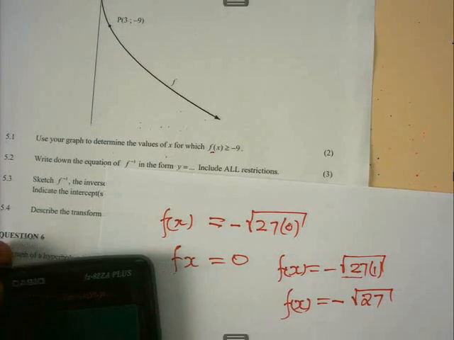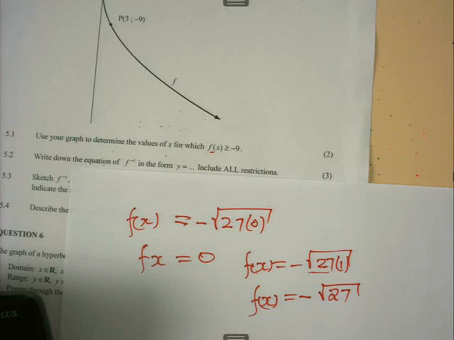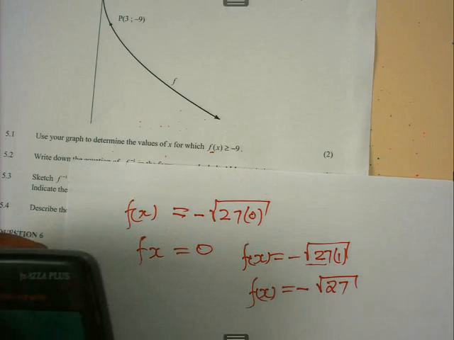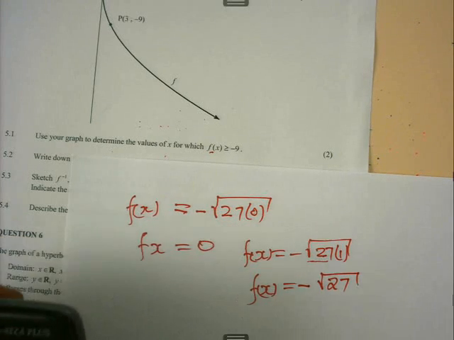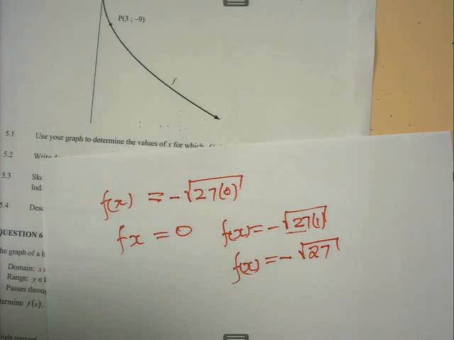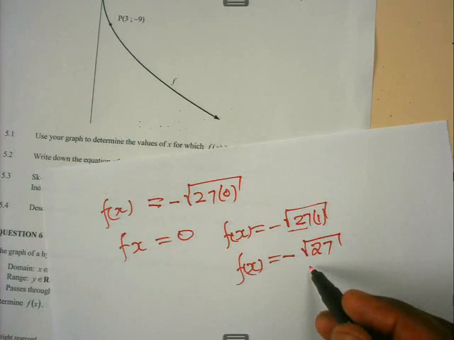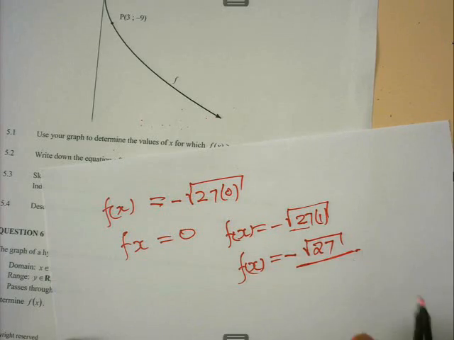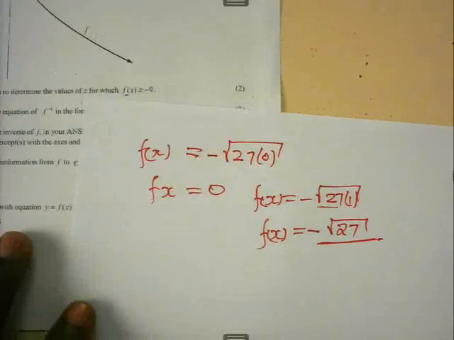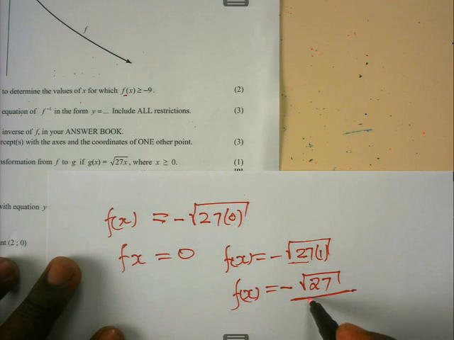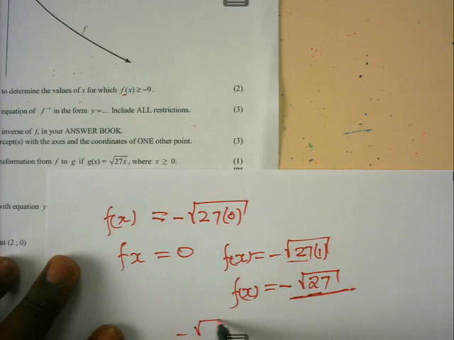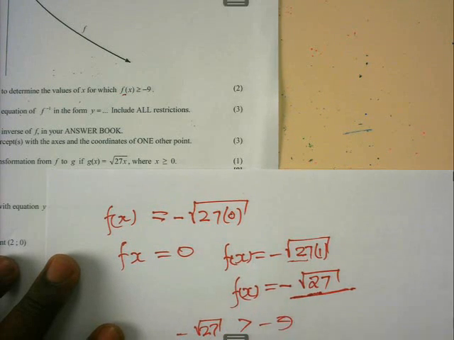27 does not have a perfect square, remember? If we say 27, the square root thereof, it's going to be a negative number anyway. It's going to be greater than negative 9. So we are saying negative square root of 27 is greater than negative 9.